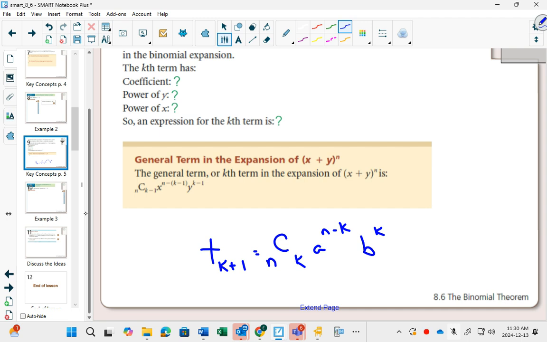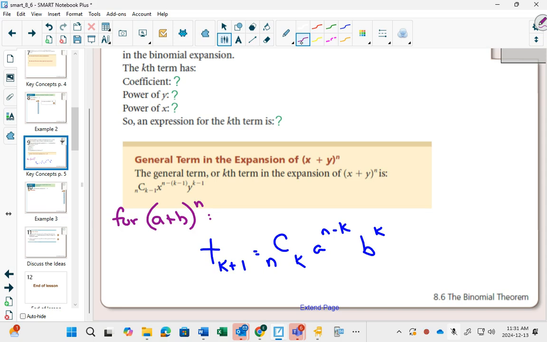What they don't give you on your formula sheet is the following. This is what you have to know, that the blue formula works for a plus b to the n. In the textbook, they use x plus y. On your formula sheet, they use a plus b. I think by now in grade 12, you're able to change letters around a little bit, okay?